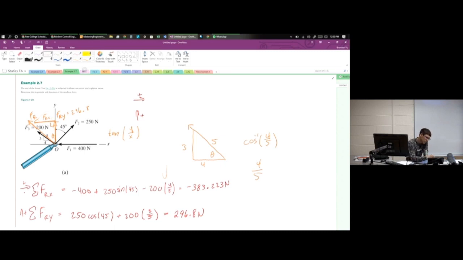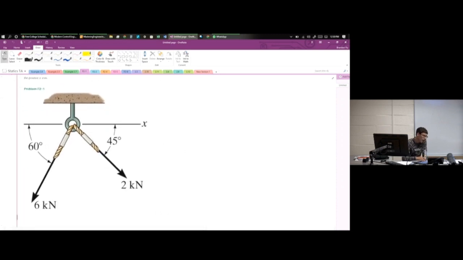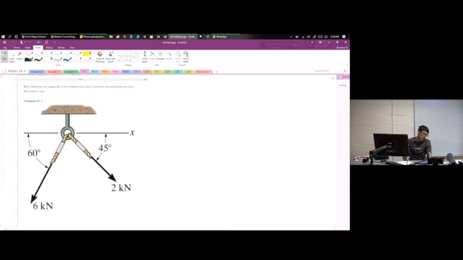So this one here is the fundamental problem 2-1, right? So this one we're supposed to be determining the magnitude of the resultant force and its direction measured clockwise from the positive x-axis, right? So I'll let you guys try this one on your own, see if anybody can come up with an answer, and then I'll walk around in a second and see if anybody's getting close.